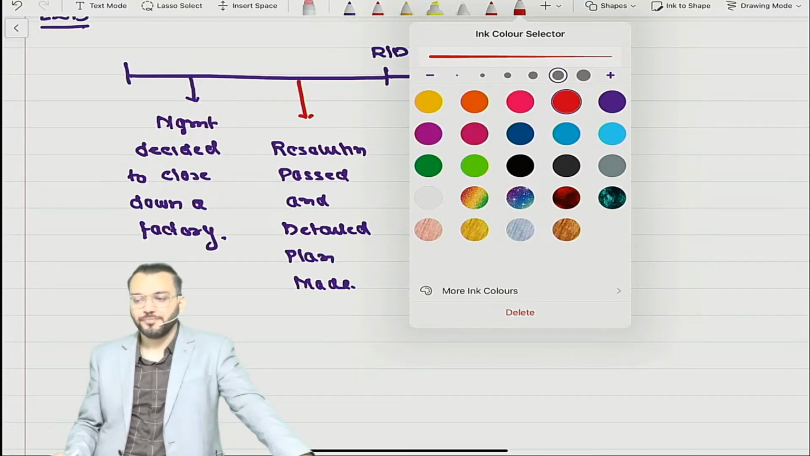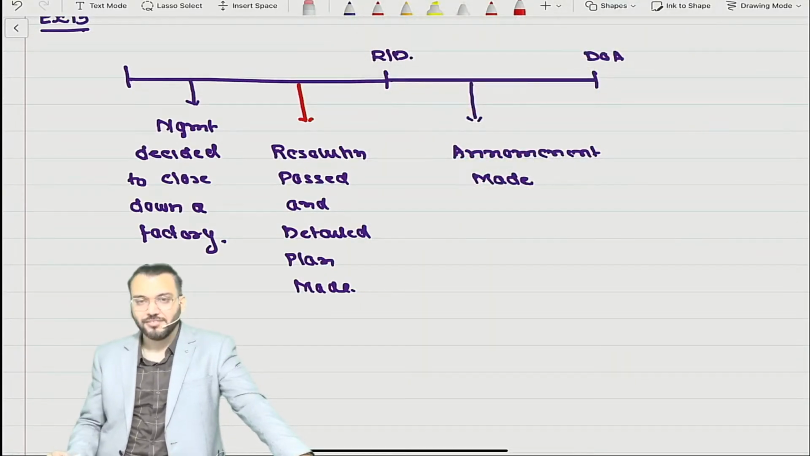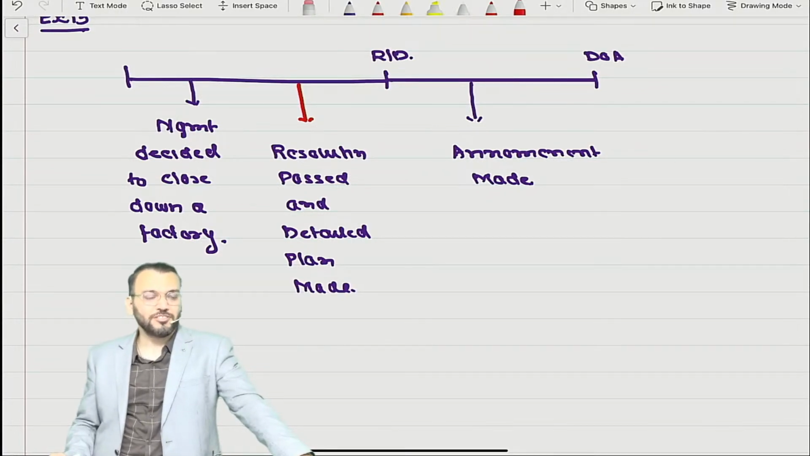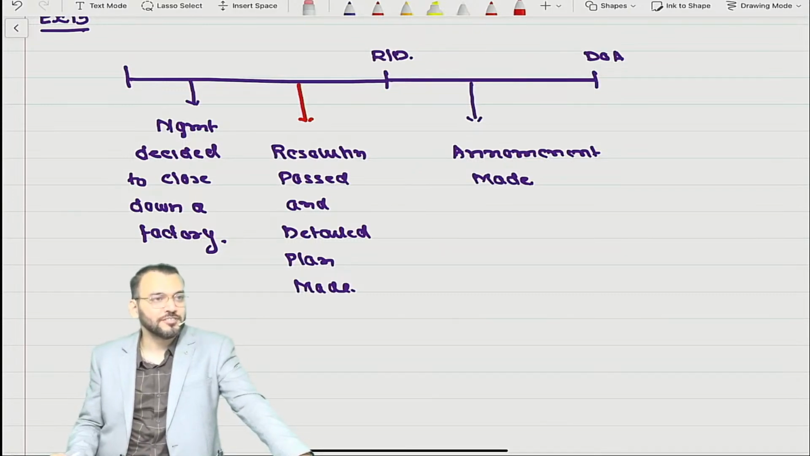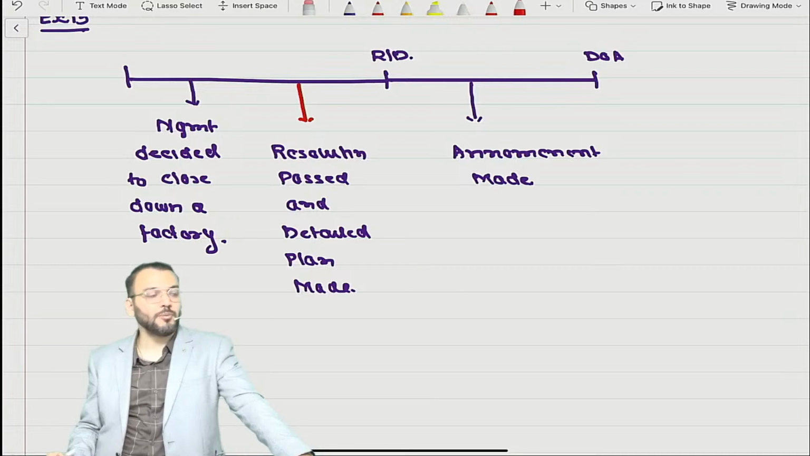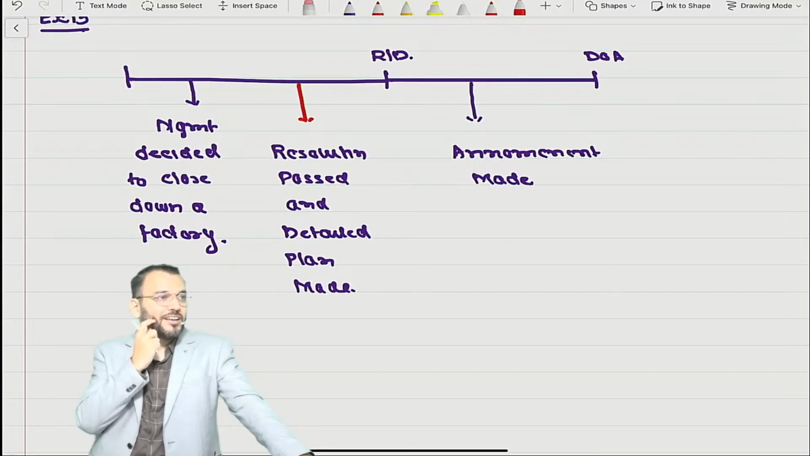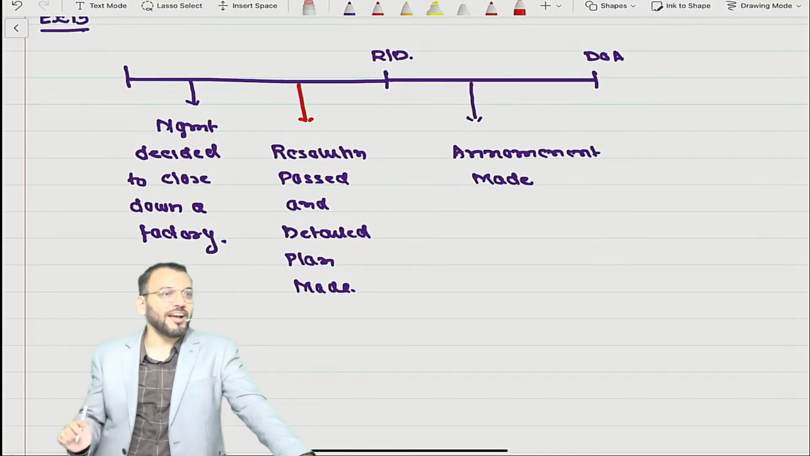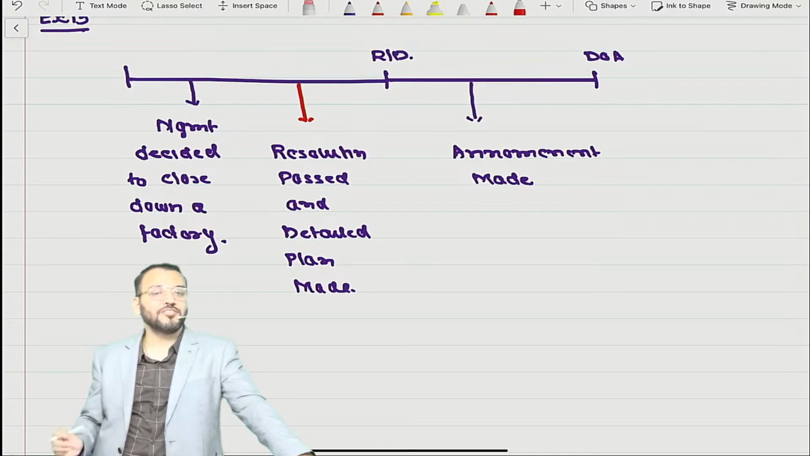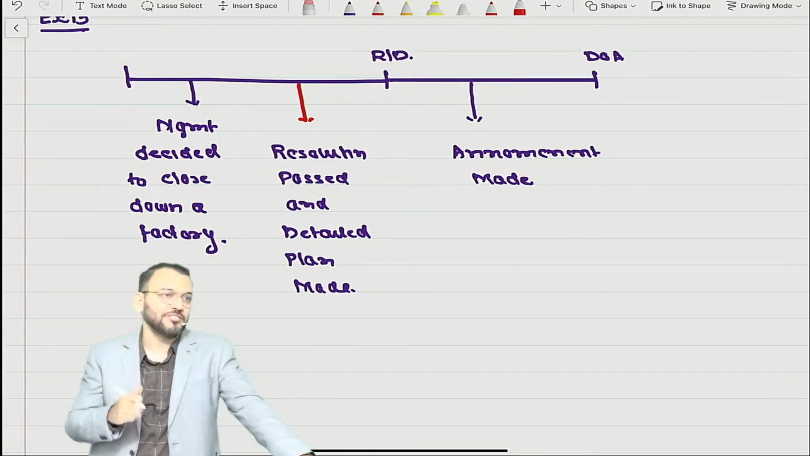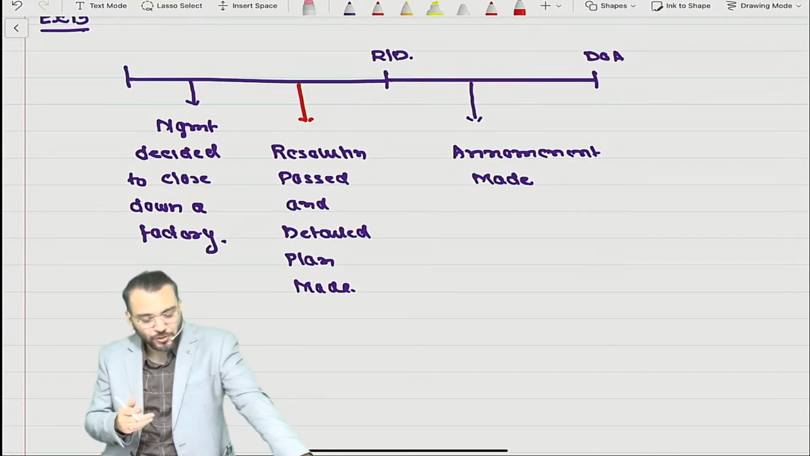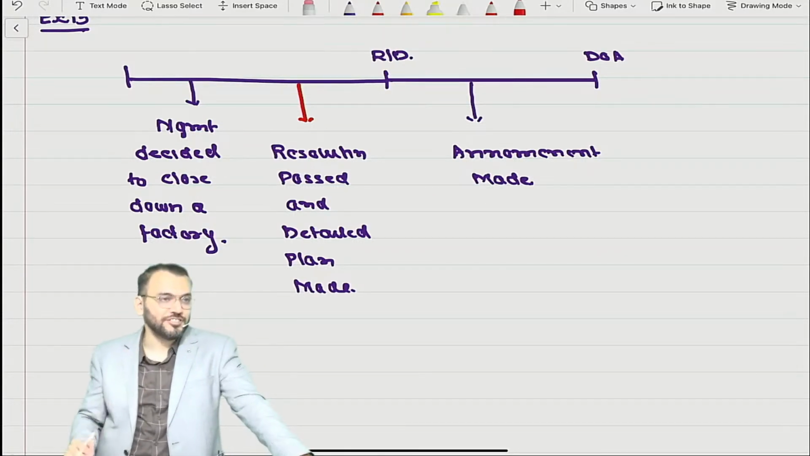How many are saying required? How many are saying not required? Adjusting or non-adjusting, how many are saying non-adjusting? How many are saying adjusting? Everyone is saying adjusting, is everyone saying provisions are required? If you are saying a provision is not required, then it becomes non-adjusting.